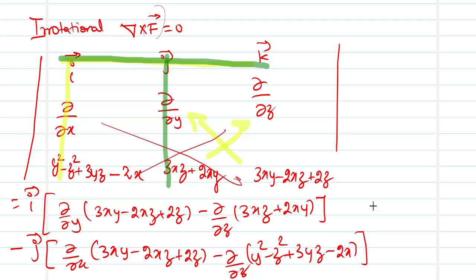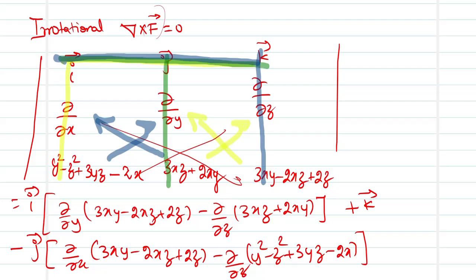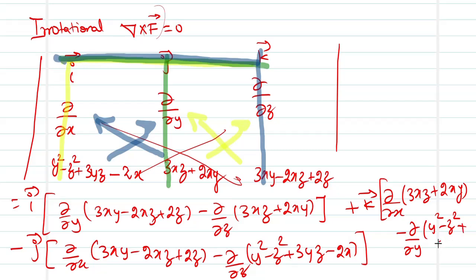And last comes the k component, k times of, now what we'll have to do is hide the last row, hide the last column and take the cross multiplication of the remaining two components, in which case we will be having ∂/∂x of 3xz + 2xy, minus ∂/∂y of y² − z² + 3yz − 2x. Now we are ready for the partial derivatives.